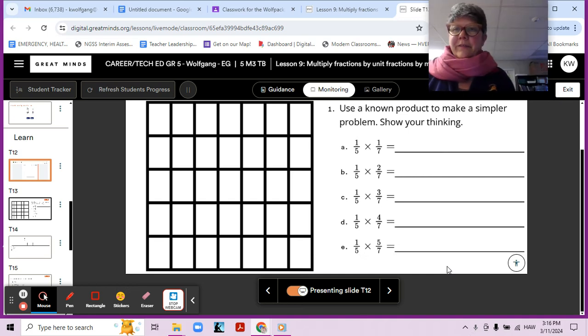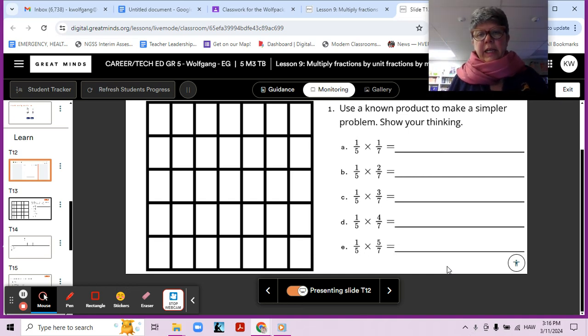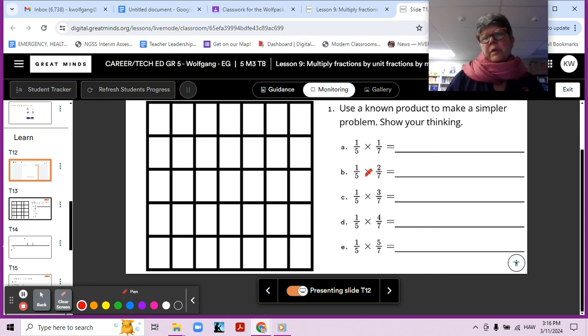Okay, here we are in video 2 of lesson 9. And in our last video, we worked on these problems. They are called known products, because we know the answer of 1/5 times 1/7 is 1/35. So 2 of them is 2/35, 3 of them is 3/35, right? So we're using the known answer of a unit problem to help us out, right?